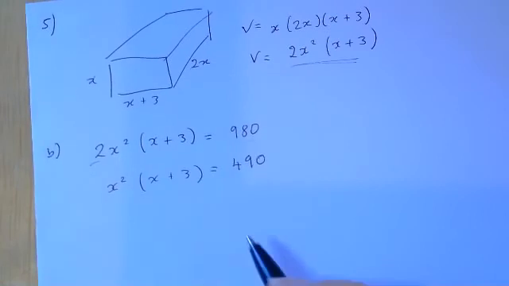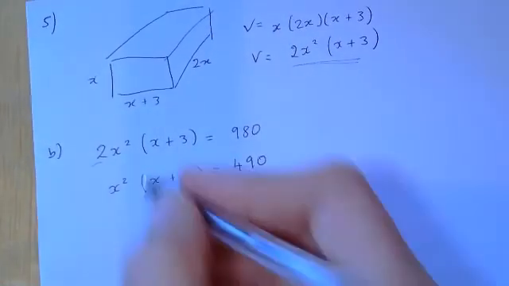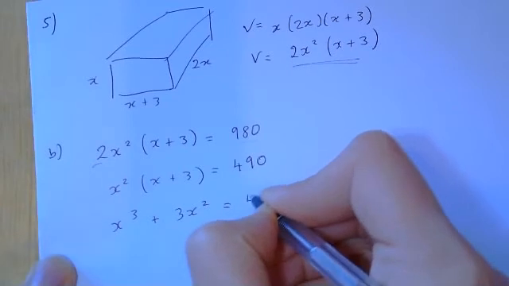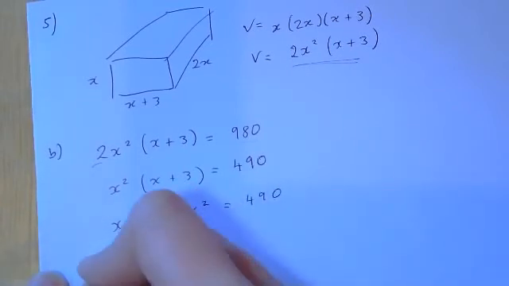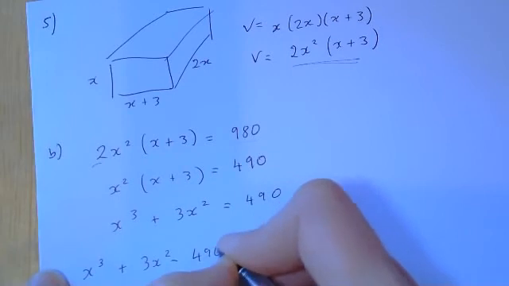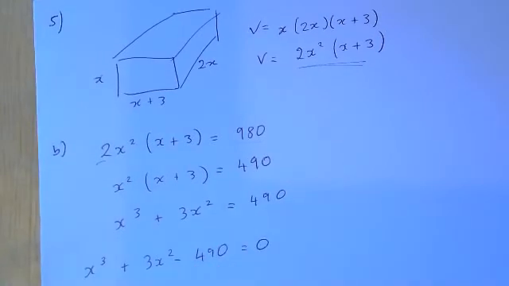You might have expanded, and then divided through by 2 at the end. That would have been fine. So I get x cubed plus 3x squared equals 490. So I get x cubed plus 3x squared minus 490 equals 0, which is what they want. So that's rather good. Right, now we need to show that x equals 7 is a solution to this equation.